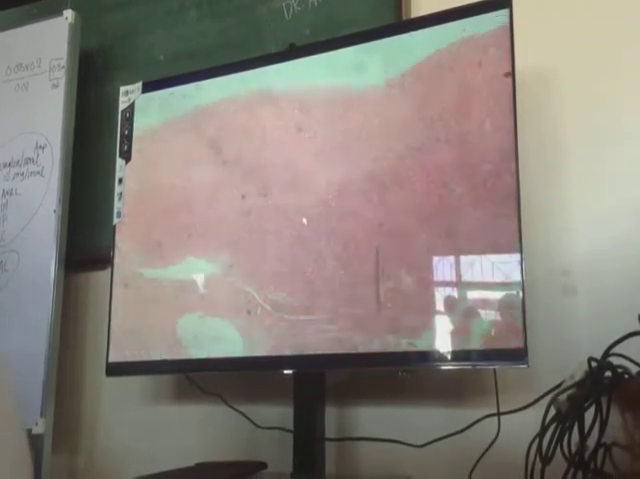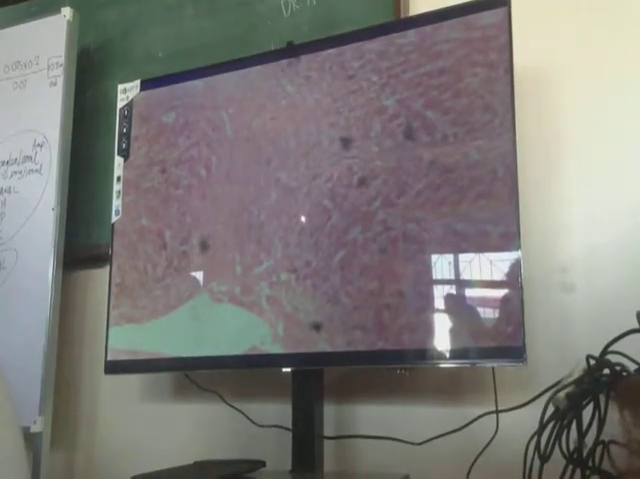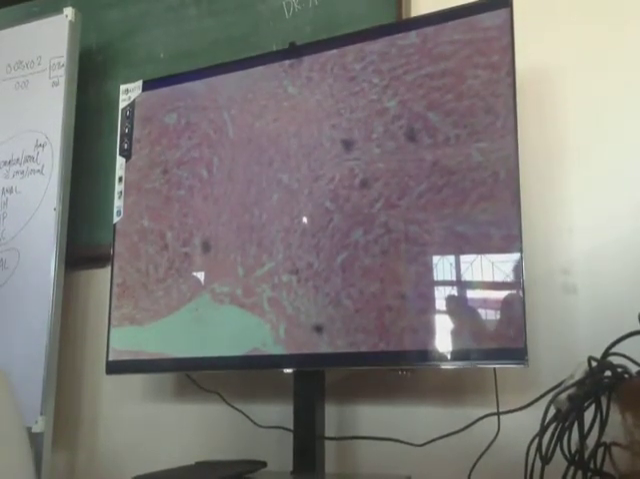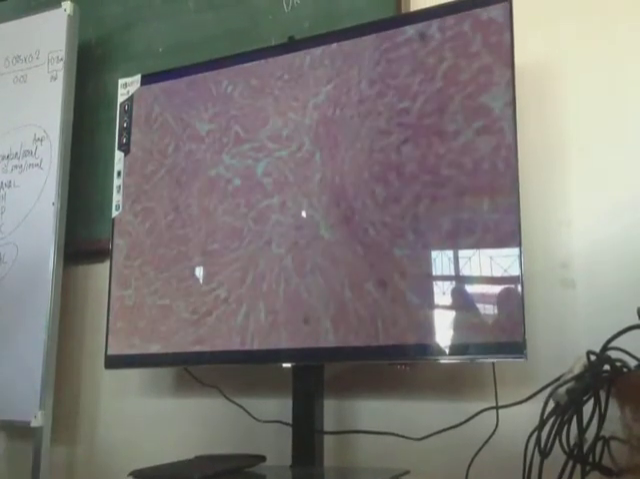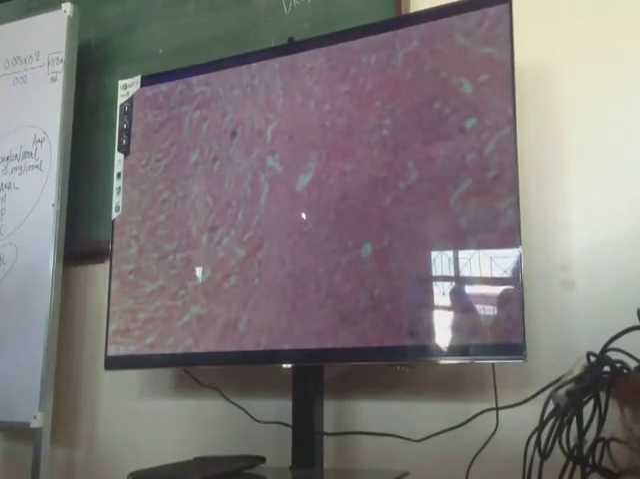Again, to come up with the diagnosis of sclerosing cholangitis, we should be able to see a chronically inflamed bile duct surrounded by fibrosis. Here, there is none.